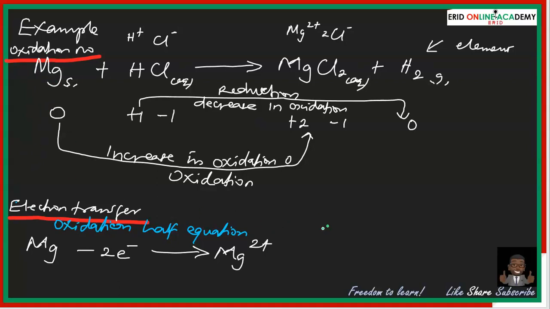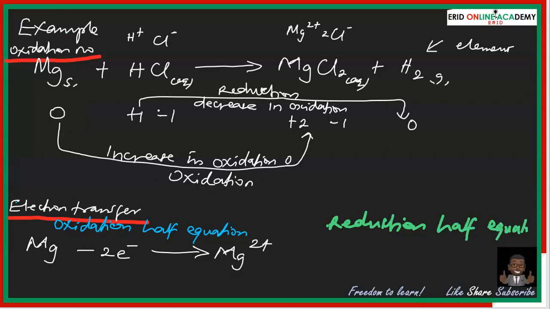Okay, so when you have a big picture of these two perspectives together, it helps you to easily identify your oxidizing agent and your reducing agent. Because if you don't break it down into ionic form like this with charges, you might find it difficult to know which one lost electron, which one gained electron. So let's look at the reduction half equation and see what we're going to get.